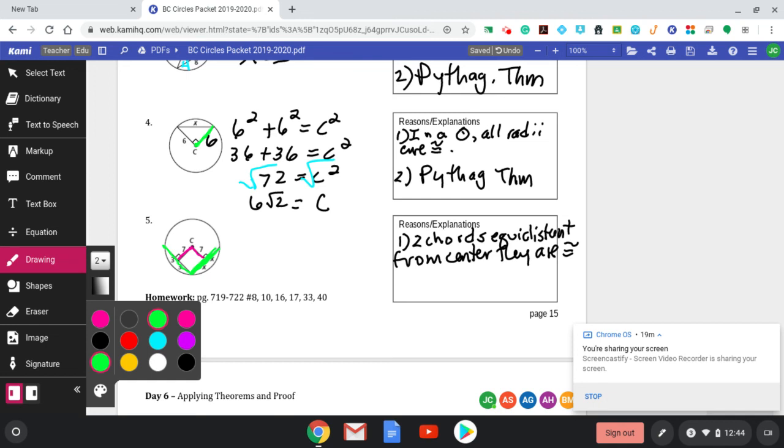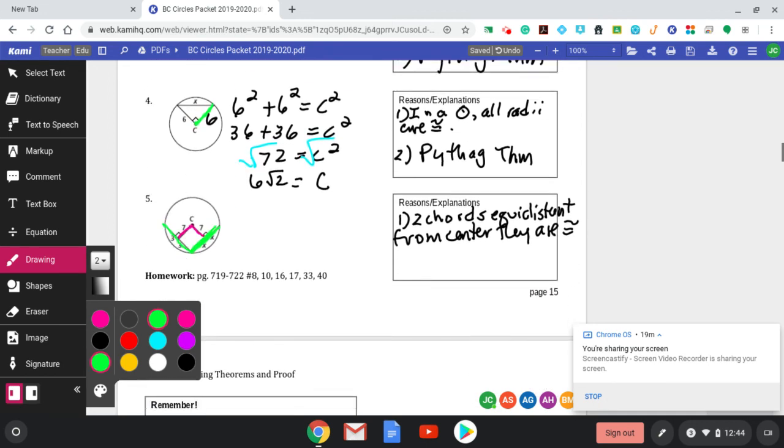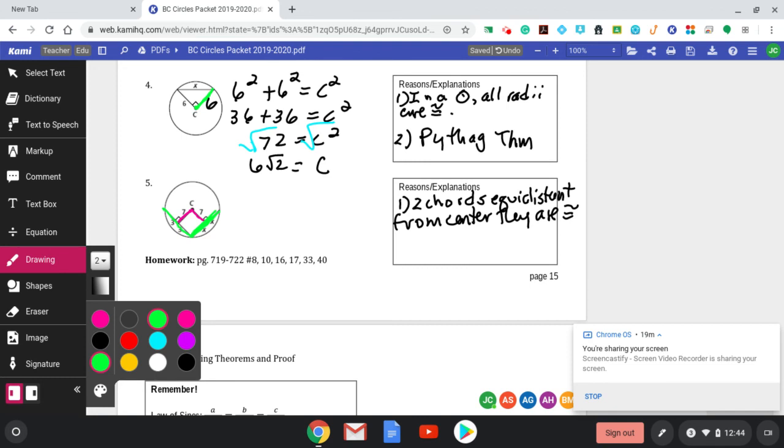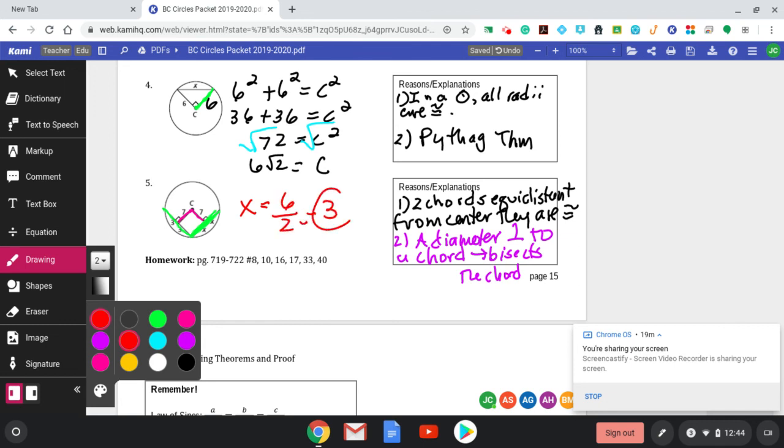But now it's asking me for either side there of x. Well, that goes back to the theorem going back up to question number 3, which is, hey, I have a part of a diameter that is perpendicular to a chord. So a diameter perpendicular to a chord implies that it bisects the chord. So for this one, I had a chord with 6 as the length of the chord. It's getting bisected, so it's going to be 3.